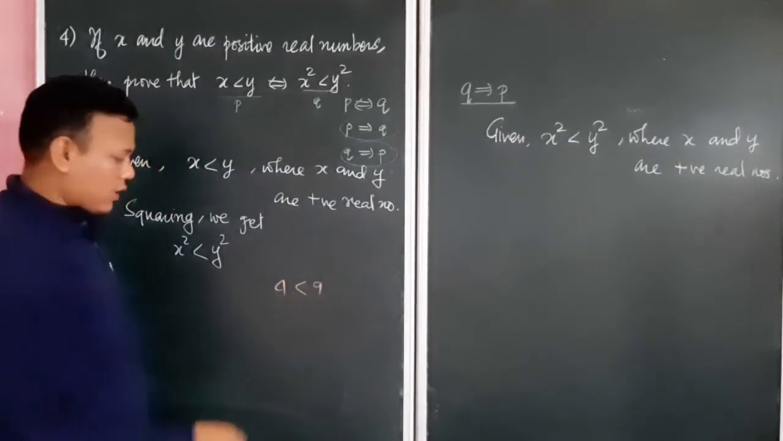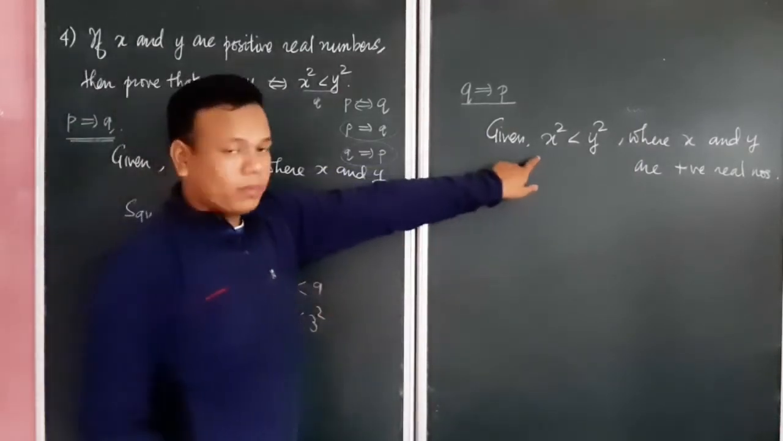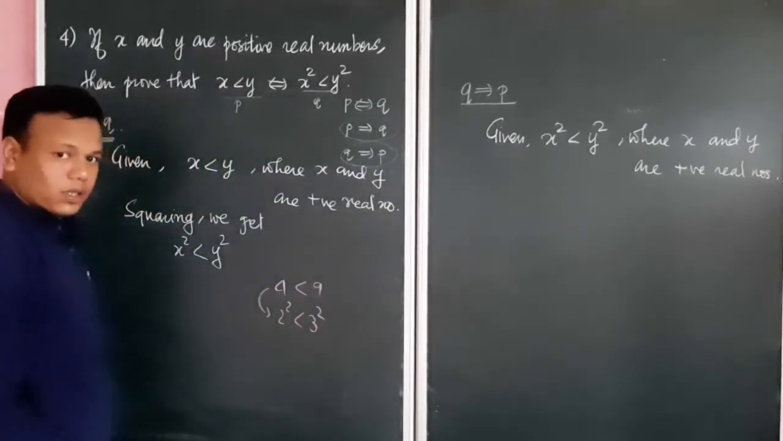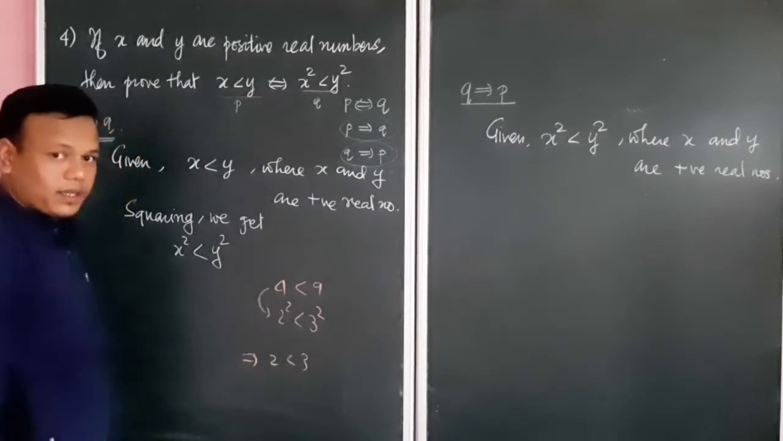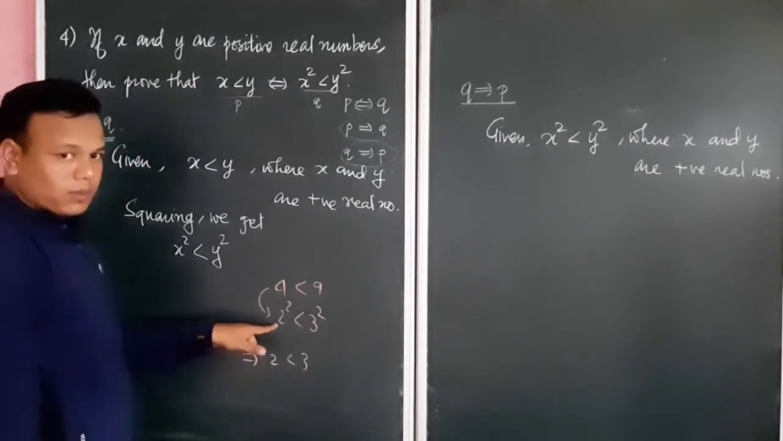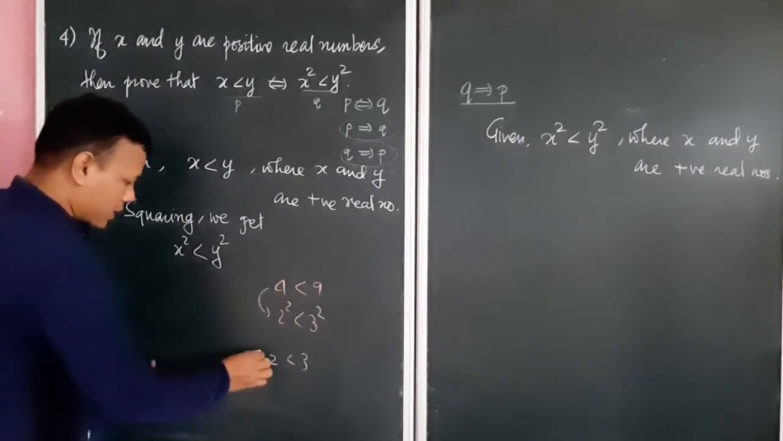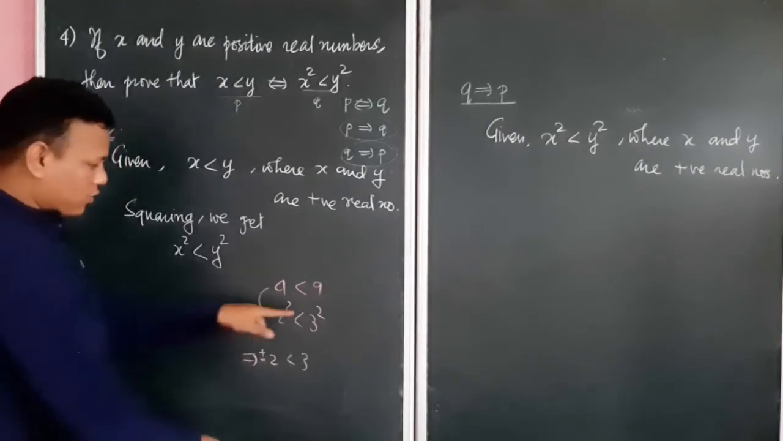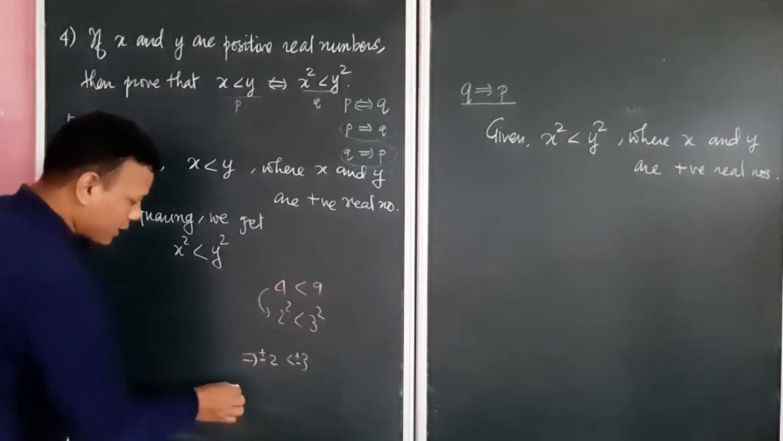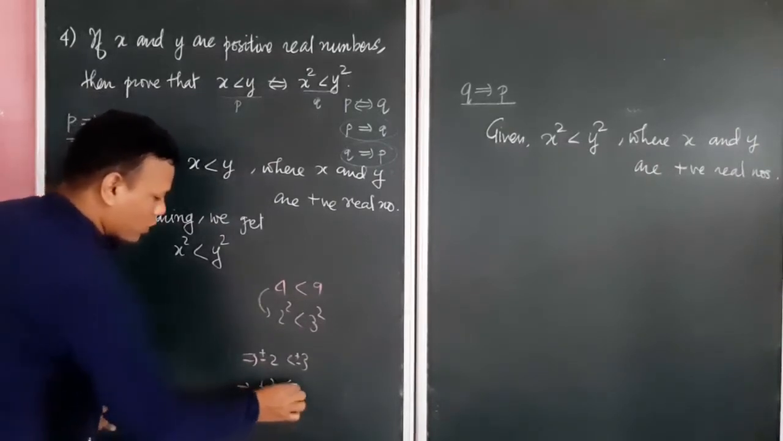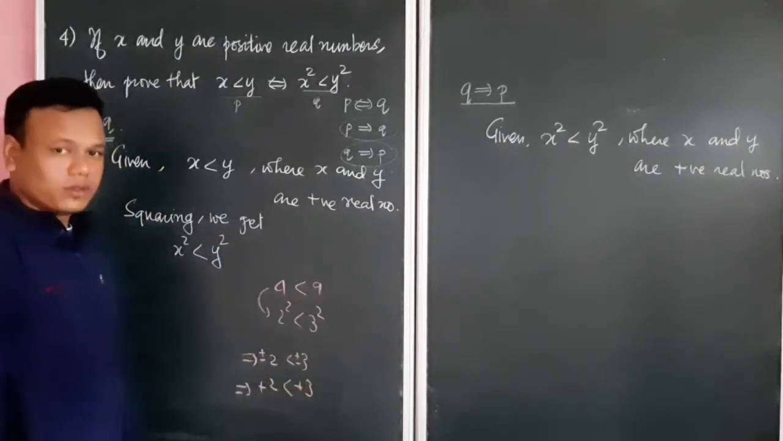Both are perfect squares, right? That means this can be written as 2 square is less than 3 square, which is in this format. Now if I take the square root, can I write this as 2 is less than 3? Yes. You might be thinking the square root of 4 will be plus minus 2, and the square root of 9 is also plus minus 3. So if I take plus 2 and plus 3, then is this valid? Yes, this is valid because x and y both are positive numbers.